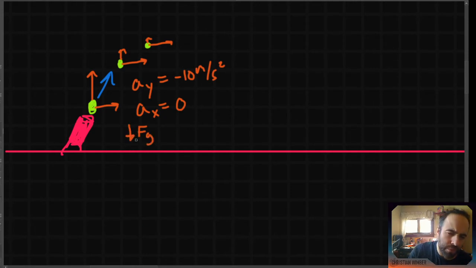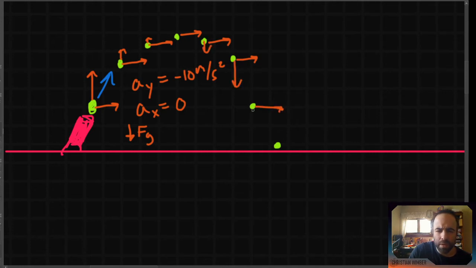The only force we have acting on the ball once it's in the air here is the force of gravity. So consequently, our ball just follows this path right here, this nice little parabola. And every time, the horizontal velocity stays the same, while the vertical velocity gets more and more negative. So that's projectile motion in a nutshell.